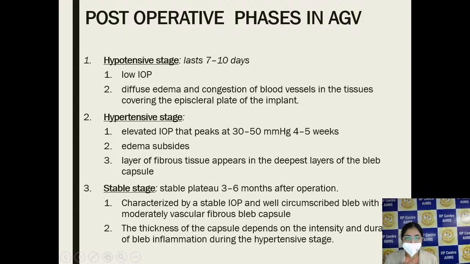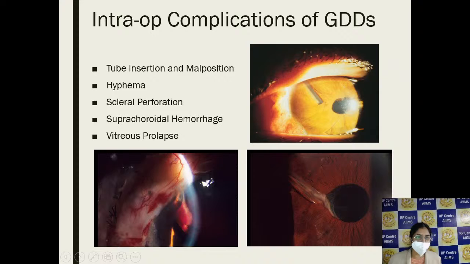Hypertensive stage, as I said, is when the capsule is thick and developing, there is an elevated IOP which can reach up to 50 mm Hg in 4 to 5 weeks. Later on, when the edema subsides and the fibrous tissue or capsule matures, it lands into the stable phase, where the IOP stabilizes between 8 to 10 or 12 mm Hg. So these are the 3 phases.